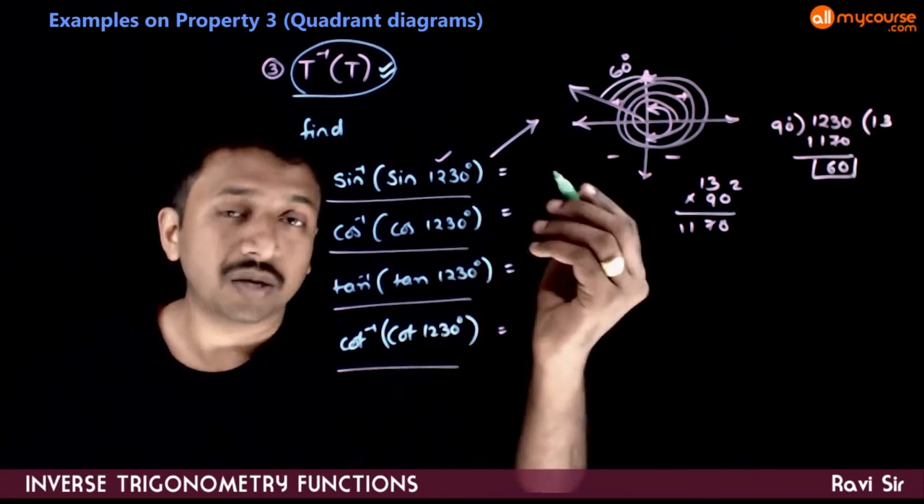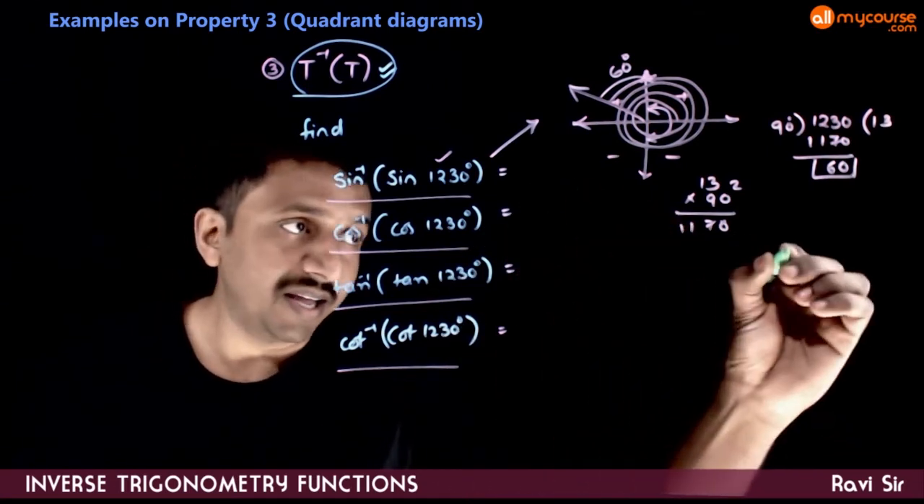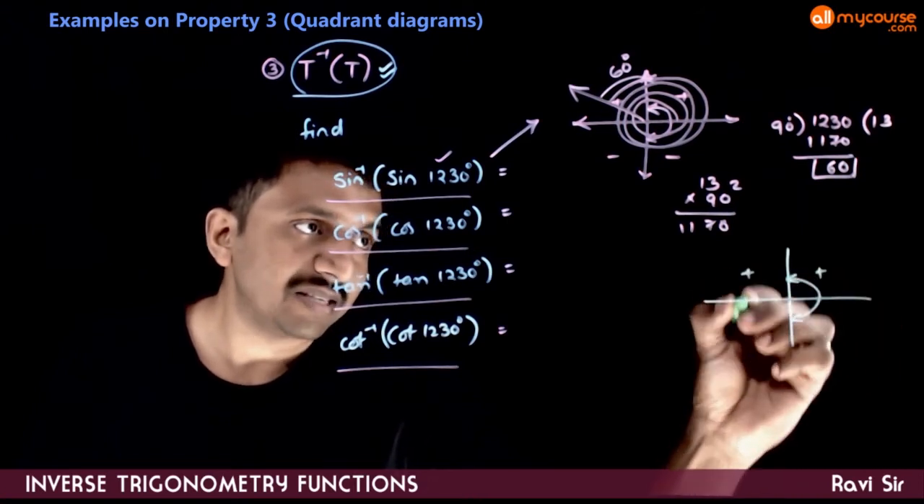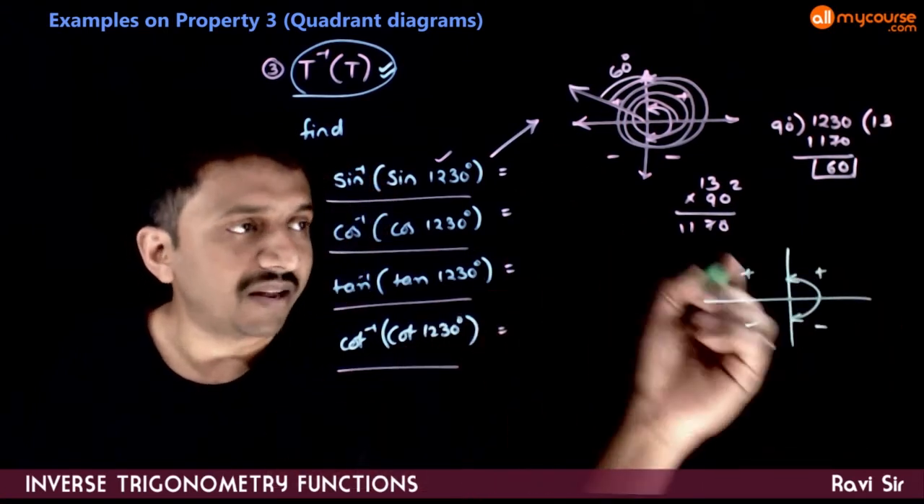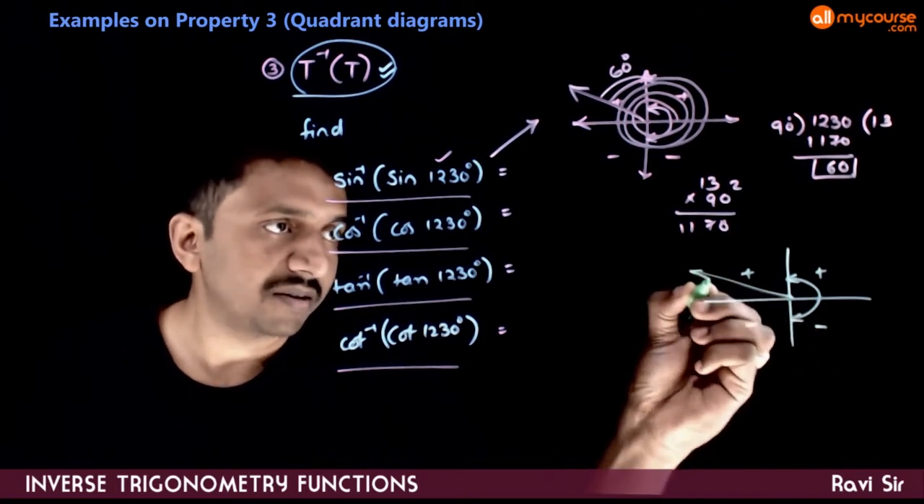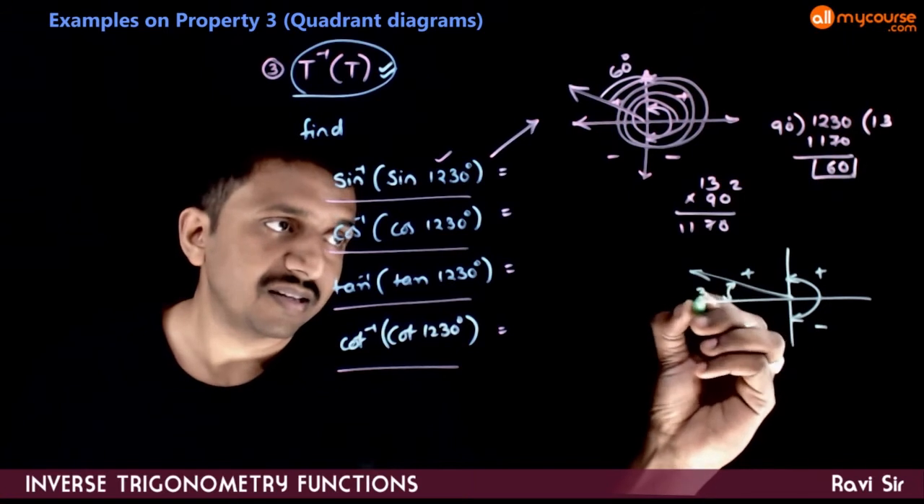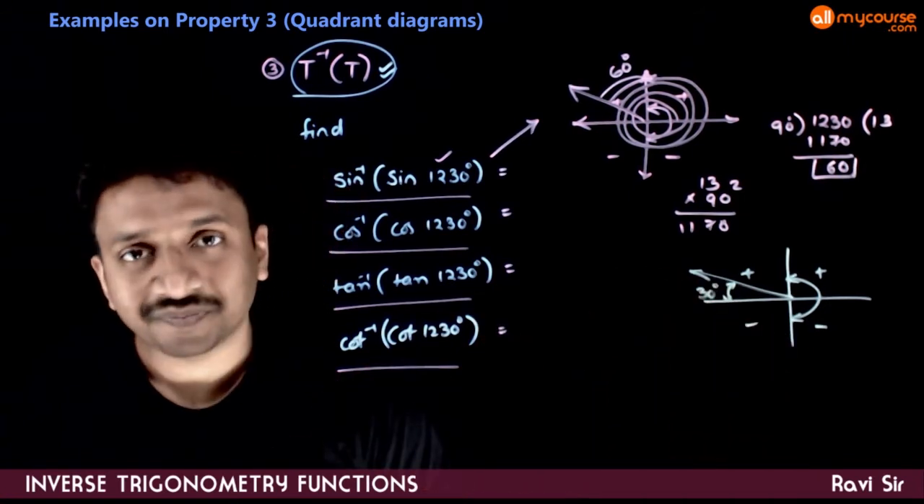Now, what is the quadrant diagram for sine inverse? Let me draw it again. Plus, plus, minus, minus. My ray stops here such that this angle is 60 degrees. That means this angle is 30 degrees.